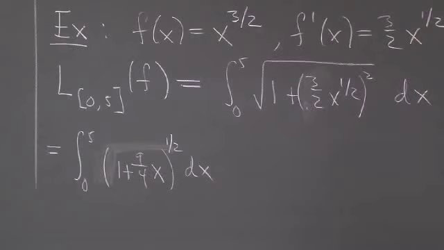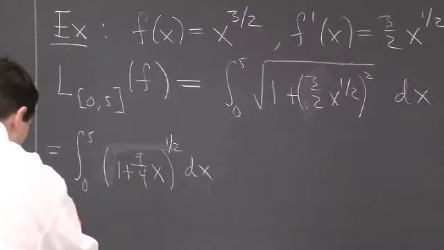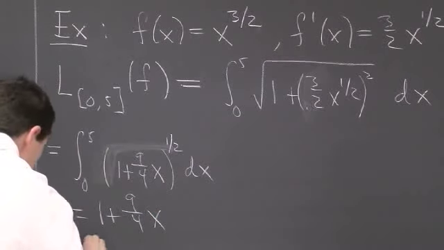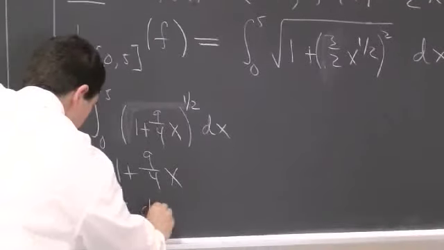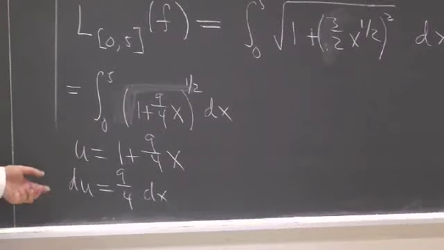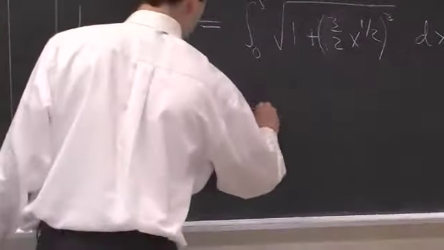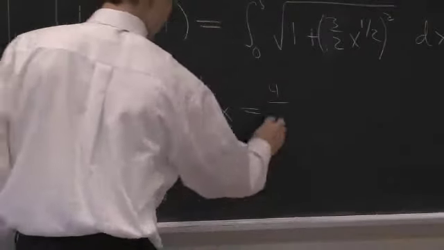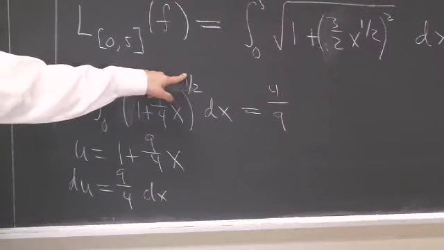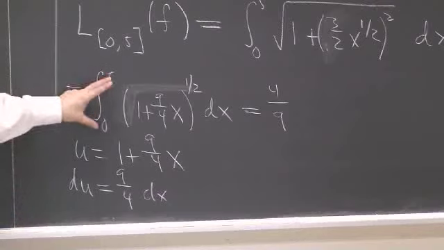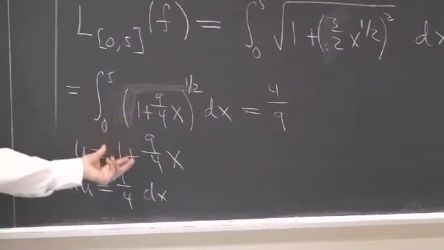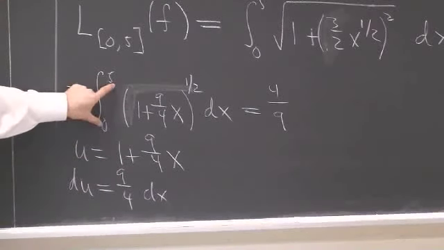U substitution. What's your u? Okay, let's try it. u equals 1 plus 9/4 x. So what's du? 9/4 dx. So then dx is du times 4/9. So I'll just have to put a 4/9 outside. So this is just going to end up being u to the 1/2. There's actually a point we need to talk about a little later on, which is when you're evaluating a definite integral and you do a u substitution, how that affects your limits of integration.